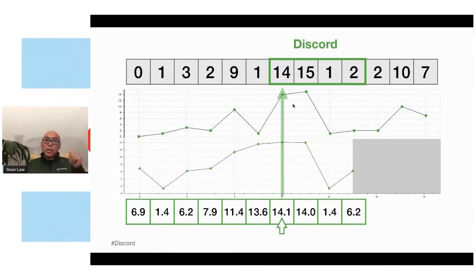So think about this. If you're able to compute your matrix profile, you essentially get pattern searching or pattern matching for free, as well as potential anomalies for free.